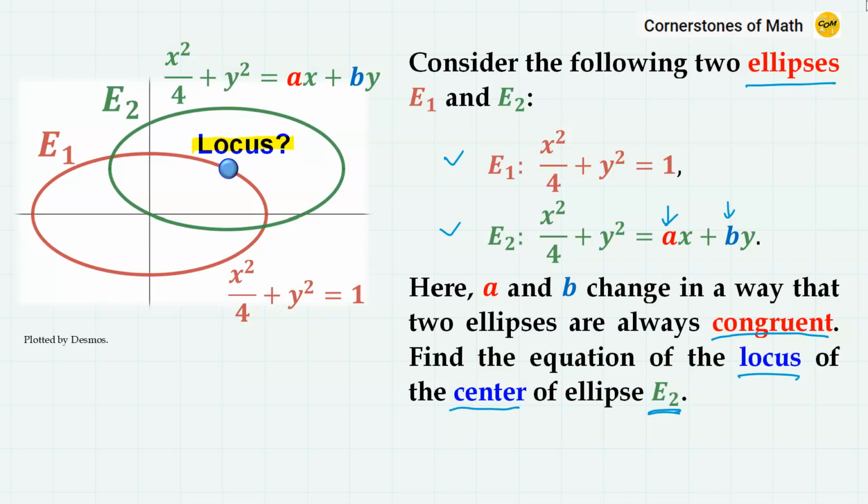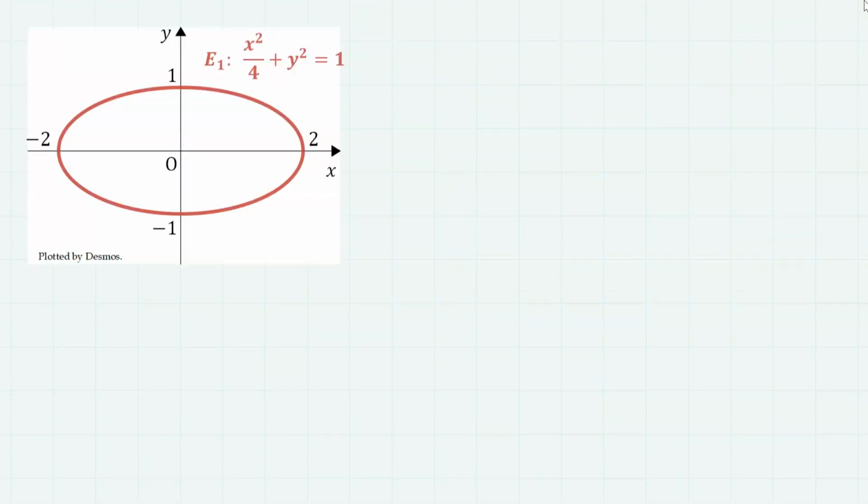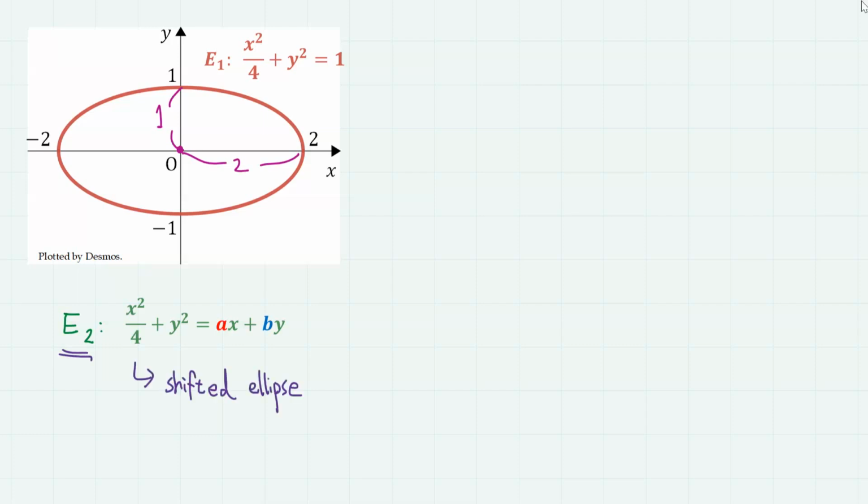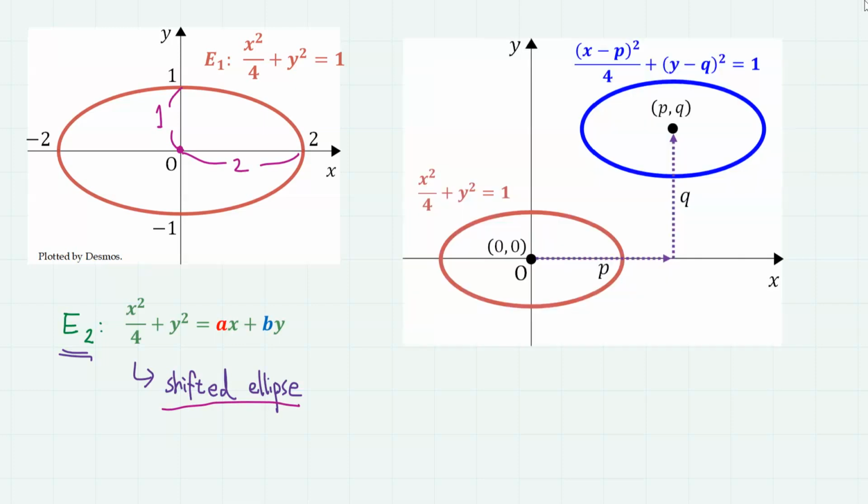Alright, let's check what we have here. The first ellipse E1 is very easy. It is an ellipse centered at the origin, having semi-width 2 and semi-height 1. For the second ellipse E2, we need a bit of work. Simply put, it is a shifted ellipse. If we shift the first ellipse so that its center moves to point (p, q), then the equation of this shifted ellipse is (x minus p) squared over 4 plus (y minus q) squared equals 1. That is, you replace x with x minus p and y with y minus q.